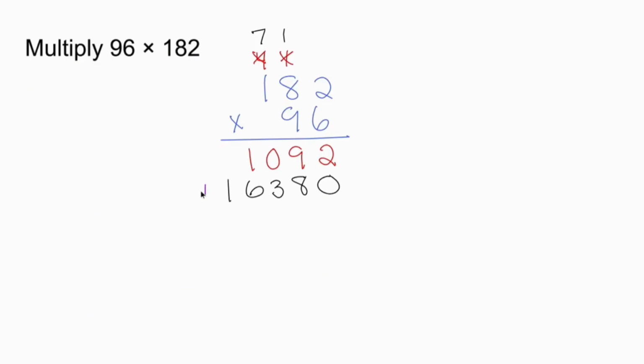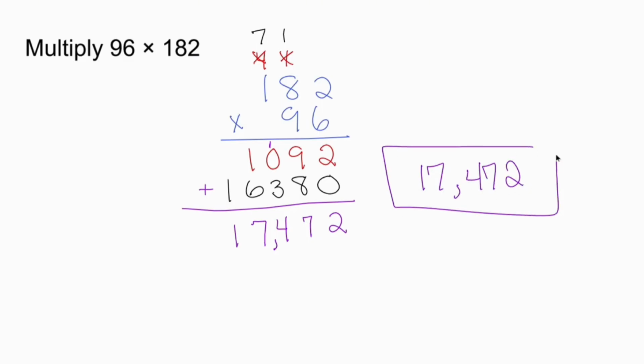Now what we do is we add those rows. 2 plus 0 is 2. 9 plus 8 is 17. Write out your 7, carry over your 1. 1 plus 0 is 1. 1 plus 3 is 4. 1 plus 6 is 7. And nothing plus 1 is 1. Go to the right, count to the left for your commas, 1, 2, 3, comma, and we end up with 17,472. And that's our answer.